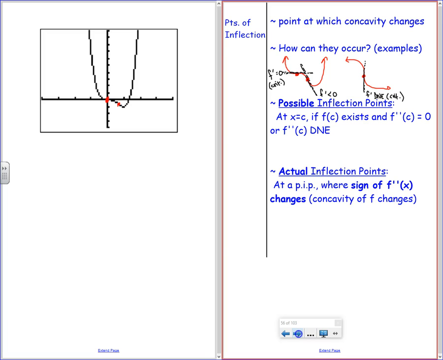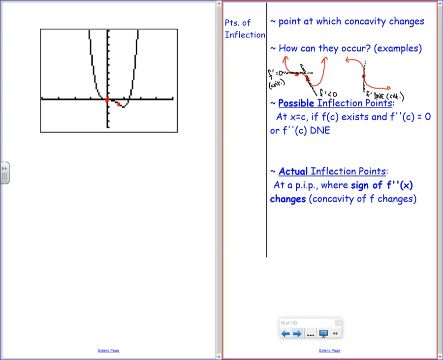F prime is negative, it's not 0, it's not DNE, it's not a crit, which is why we don't look at the first derivative for our inflection points. We have to look at our second derivative for our inflection points. First of all, graphs have to have concavity. They can't be linear and have points of inflection. Linear has no concavity, has no curvature.